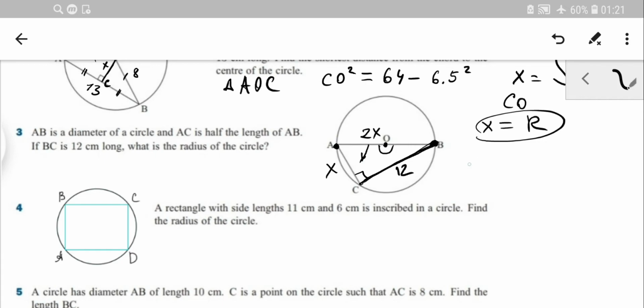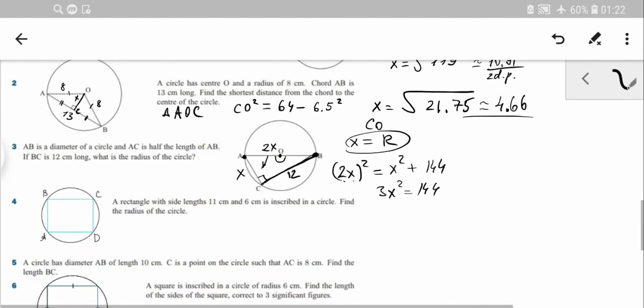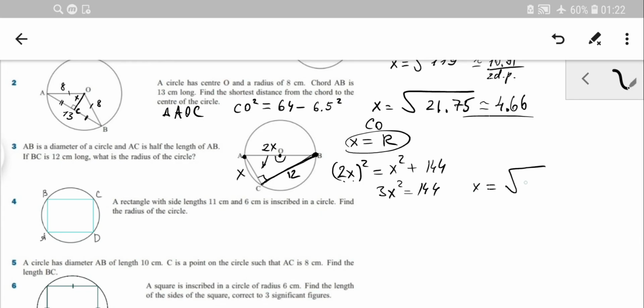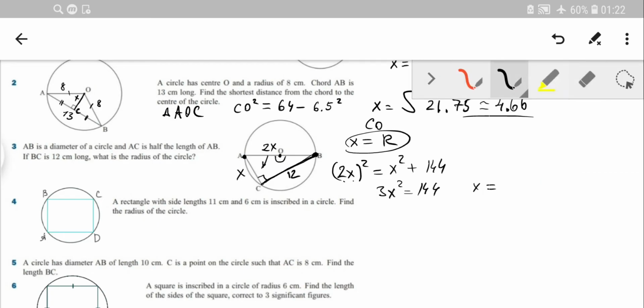Hypotenuse, in this case 2x, so 2x squared equals x squared plus 144, which is 12 squared. Alright, so we squared up each factor, so it's 4x squared, and we subtract x squared, so we'll get 3x squared is 144, from where we can figure out that x is simply square root of 144 over 3. So better just calculate that immediately.